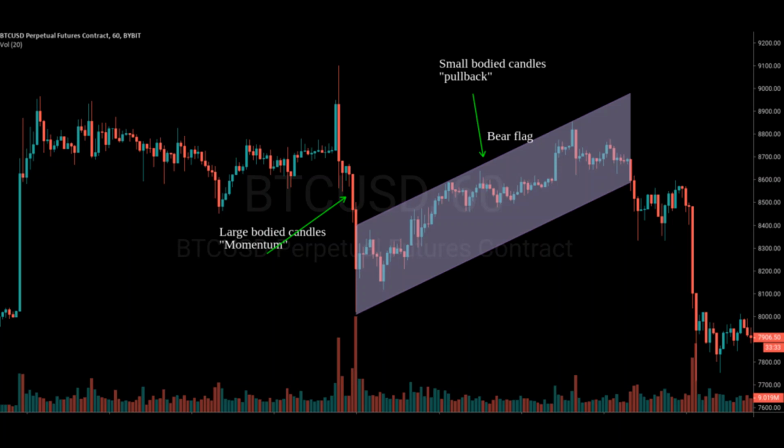Now you know how to spot the bear flag pattern on the chart and how to trade it. To solidify your knowledge, go through the charts, try to find this pattern, and see how the price action played out. This practical exercise will definitely improve your trading skills.